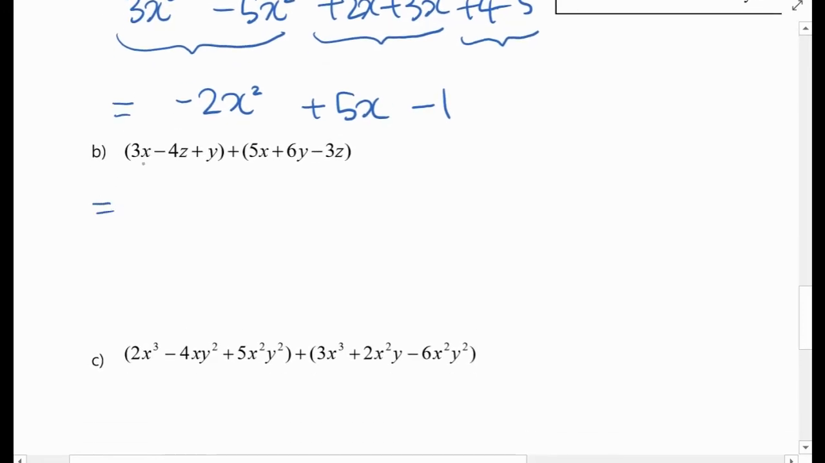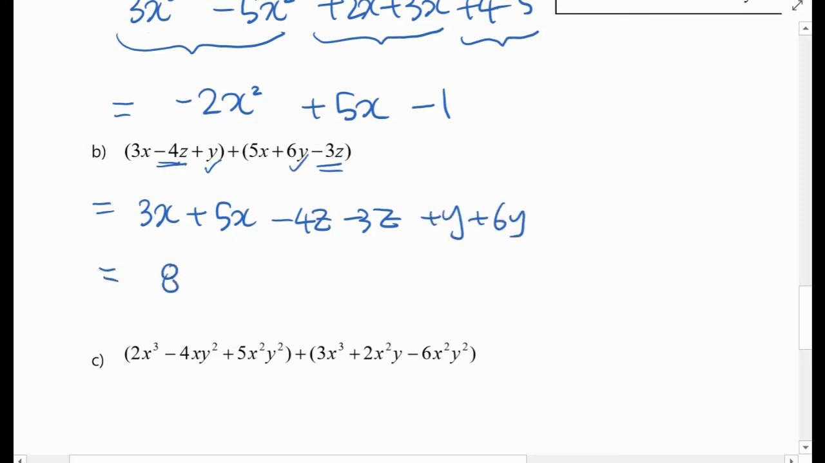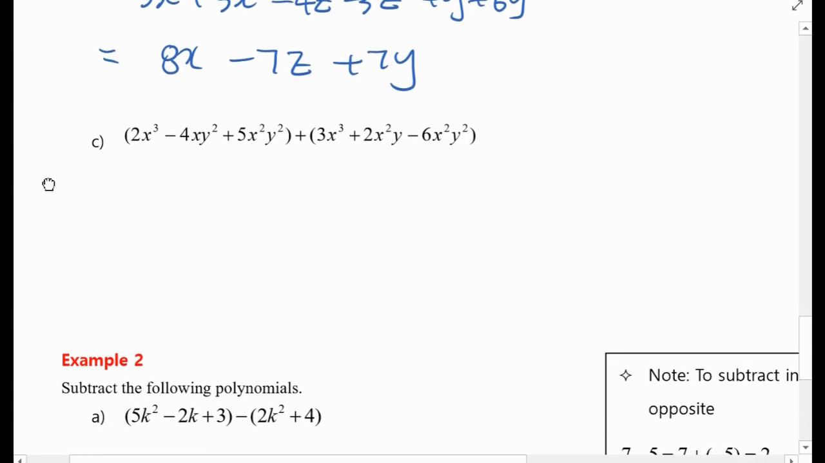Same thing. Remove the bracket and collect the like terms. 3x, 5x. If it is addition, you can just simply remove the bracket. Negative 4z, negative 3z. y and 6y. 8x, negative 7z, 7y. So I want you to try C by yourself. Okay, pause the video and try C by yourself, everyone.